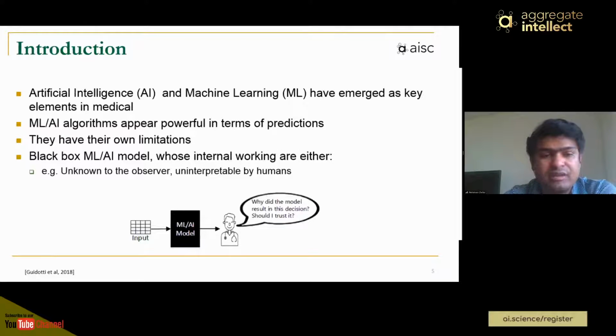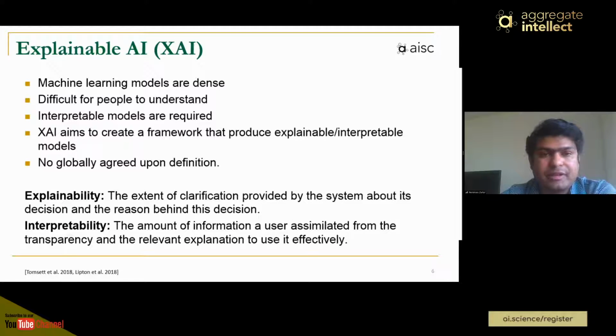That's why we need explainable models that can explain the inner workings and provide some kind of insights that help us understand decisions in a good way. Therefore, we need explainable AI models. Usually, machine learning models are dense and difficult for end users to understand. Therefore, XAI models are required.